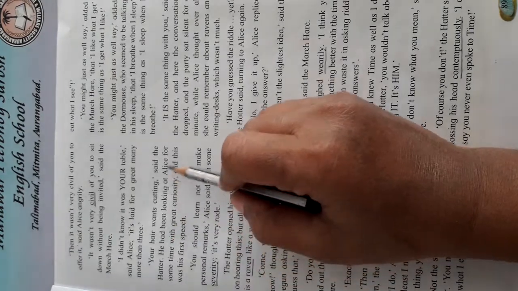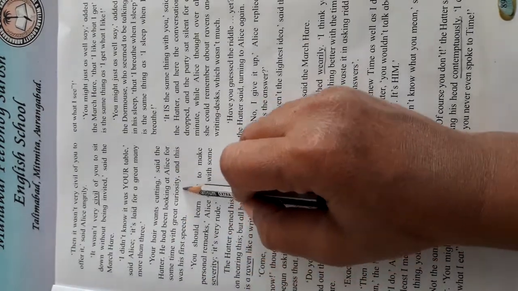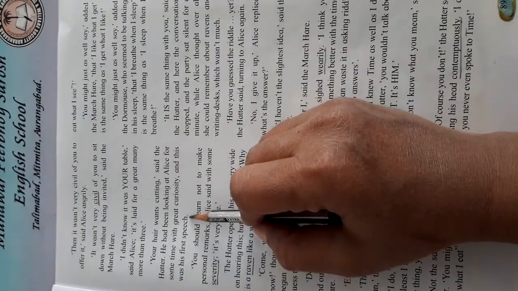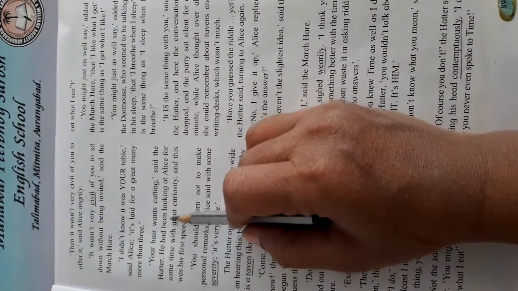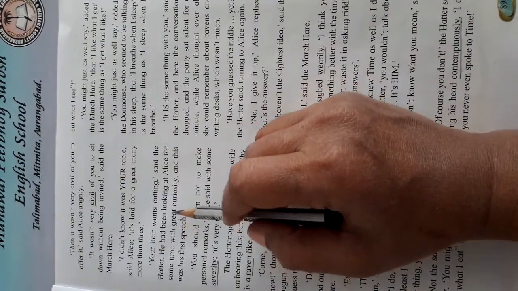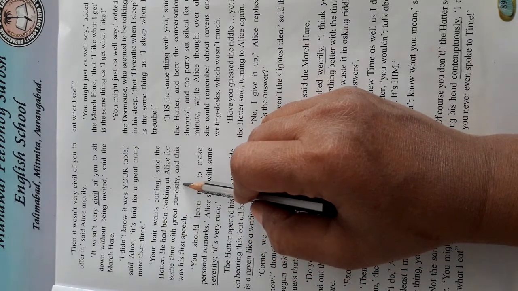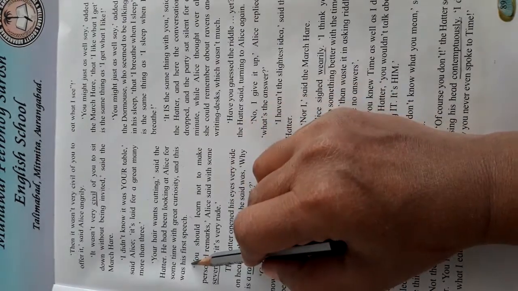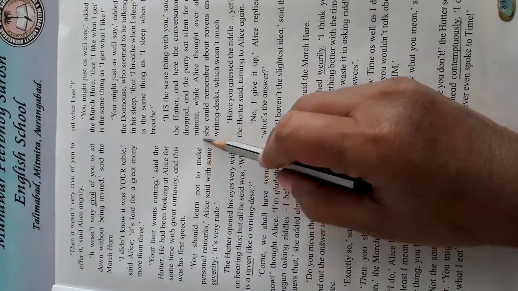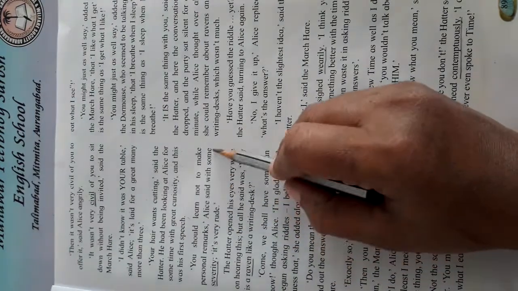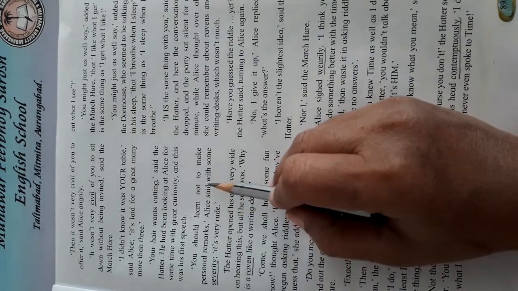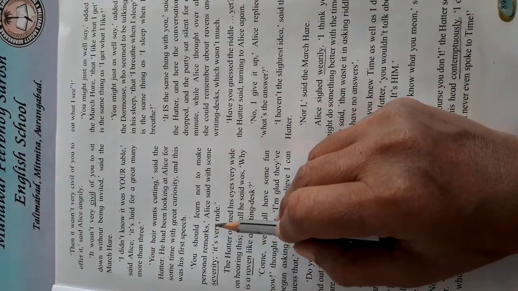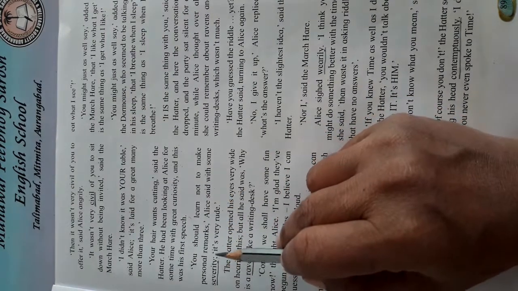He had been looking at Alice for some time with great curiosity, and this was his first speech. So, what he is trying to say, Hatter, is that your hair wants cutting. You should learn not to make personal remarks, Alice said with some severity. It's very rude.